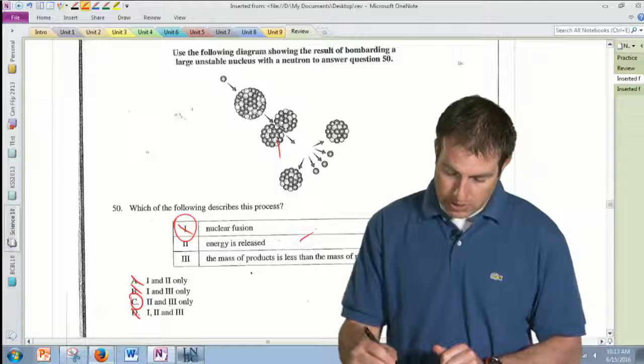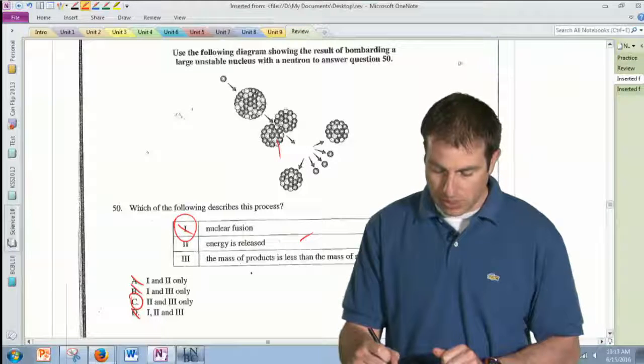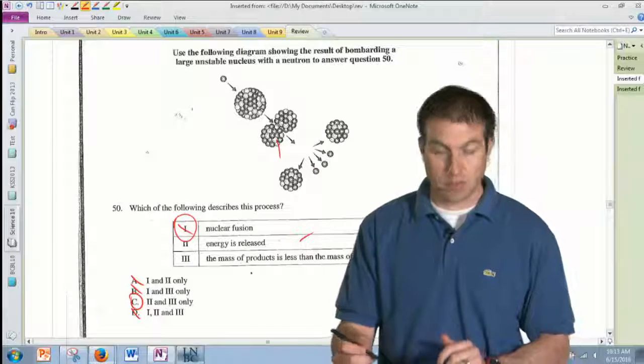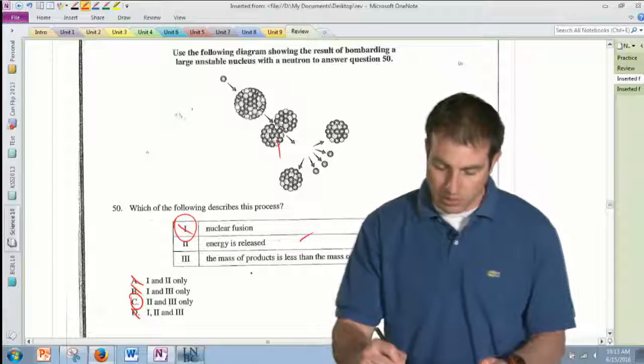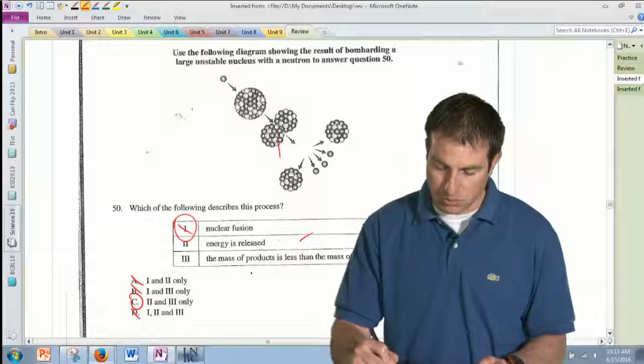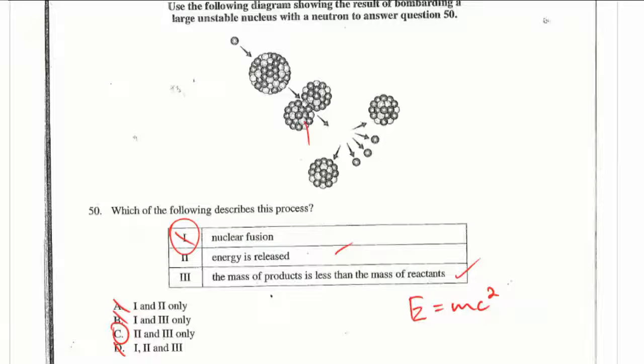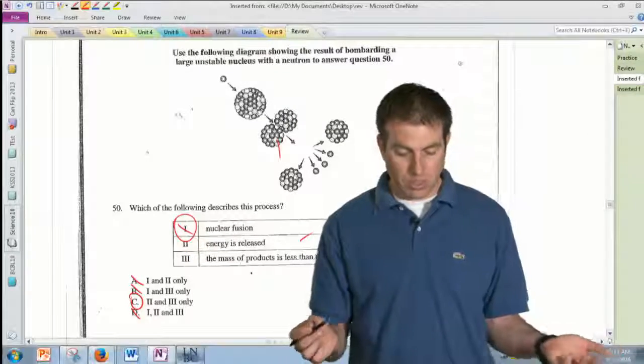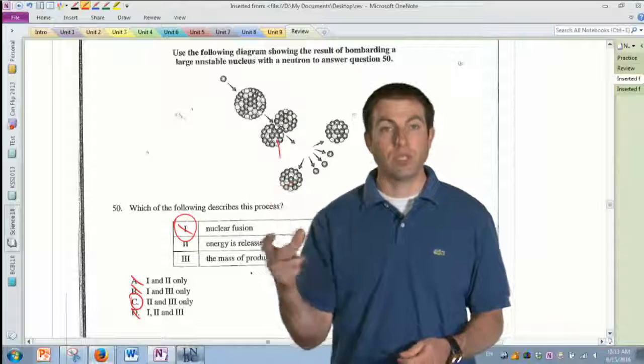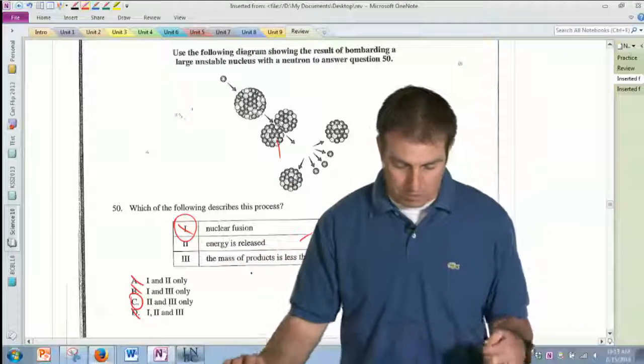Energy does get released, and the mass of the products is less than the mass of the reactants because energy is released. Mass gets converted to energy. We never really talked about it, but E equals mc squared. The mass of the products is less because some of that mass is getting converted to energy. But that wasn't what the question was asking. It was just asking a basic fusion definition in a really complex manner.